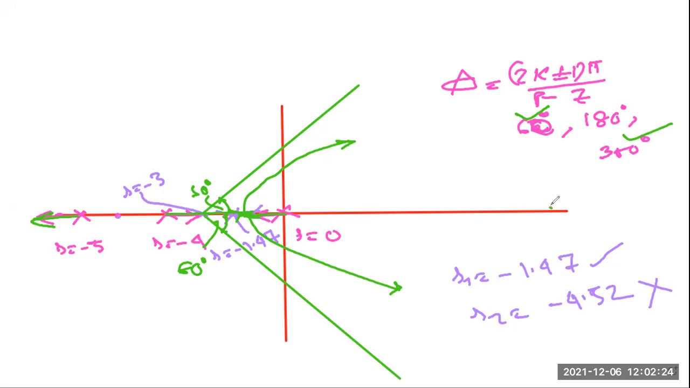This is your sigma and this is your j omega. So same thing, actually it is plotted in the graph plate. Any doubt on this? Any confusion on this root locus plot? Anyone? Any doubt?